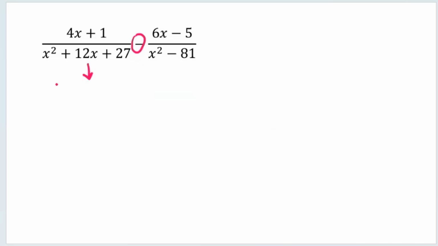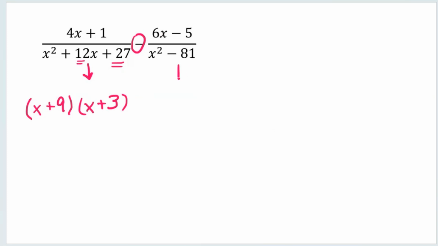And we do that by factoring both the denominators. So x squared plus 12x plus 27, I'm looking for a pair of numbers that multiplies to 27 and adds to 12. x plus 9 and x plus 3. 3 plus 9 is 12. 3 times 9 or 9 times 3 is 27.